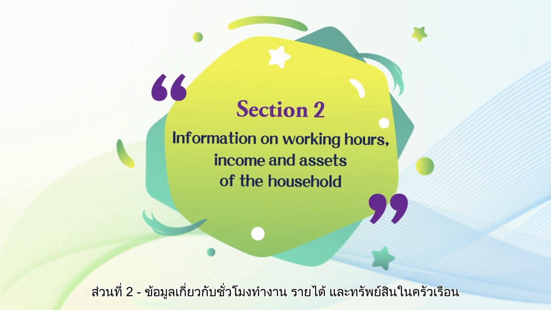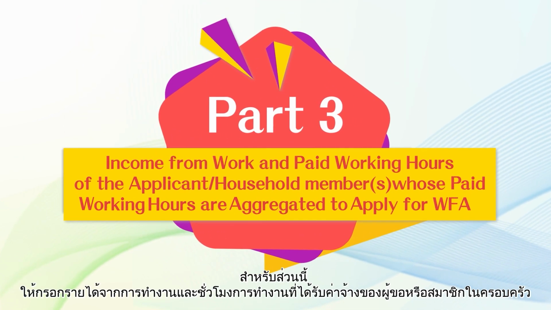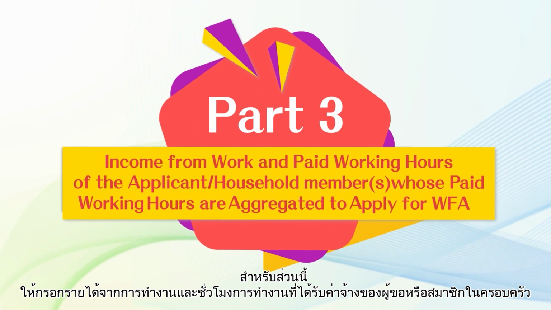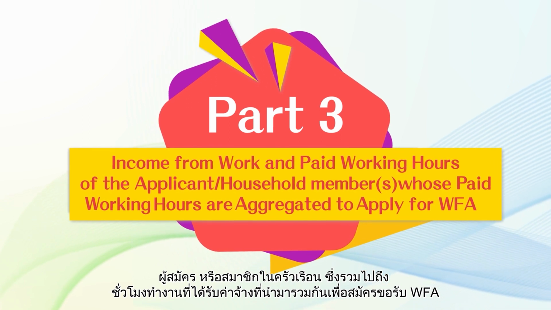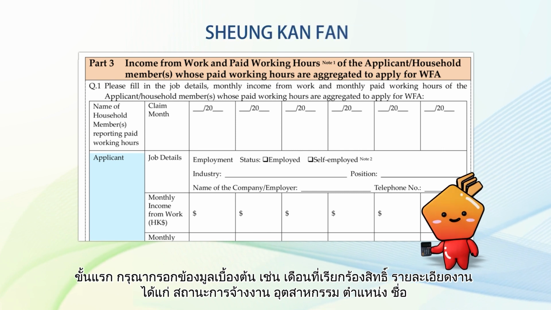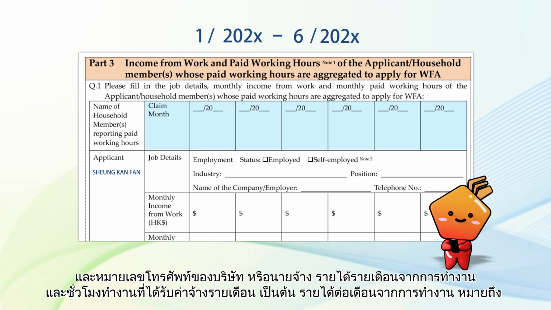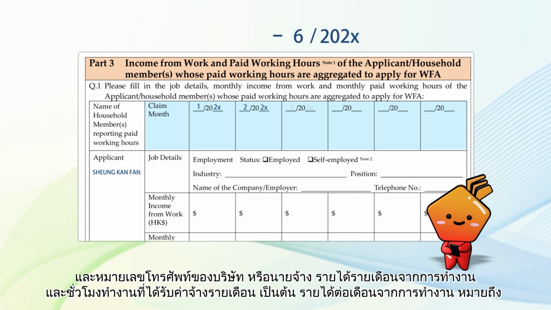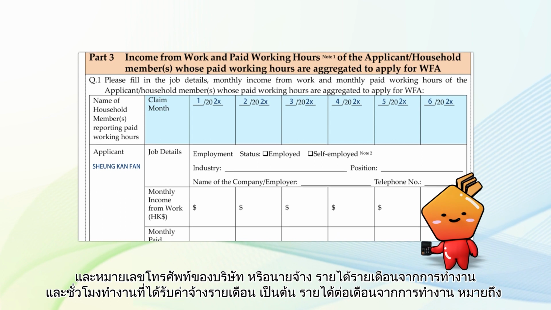Section 2. Information on working hours, income and assets of the household. This part is to fill in the income from work and paid working hours of the applicant or household members whose paid working hours are aggregated to apply for WFA. First, please fill in the basic information, such as claim months, job details including employment status, industry, position, name and phone number of the company or employer, monthly income from work, and monthly paid working hours, etc.